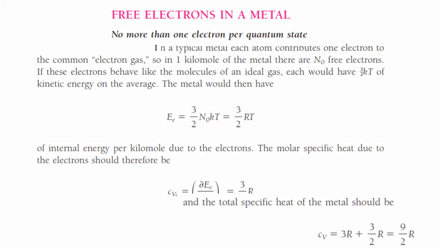So why not more than one electron per quantum state? Again, the electrons are fermions by nature. All electrons are fermions by nature. And these fermions must obey Fermi-Dirac statistics. And what does Fermi-Dirac statistics say? The basic Fermi-Dirac distribution itself tells you that not more than one particle per state is allowed.